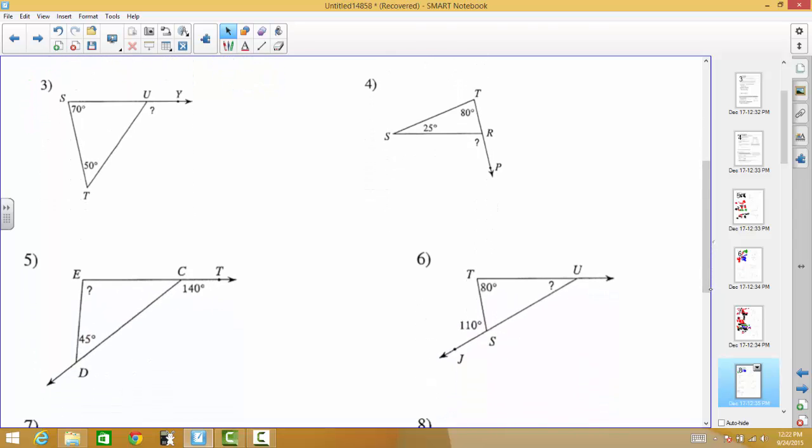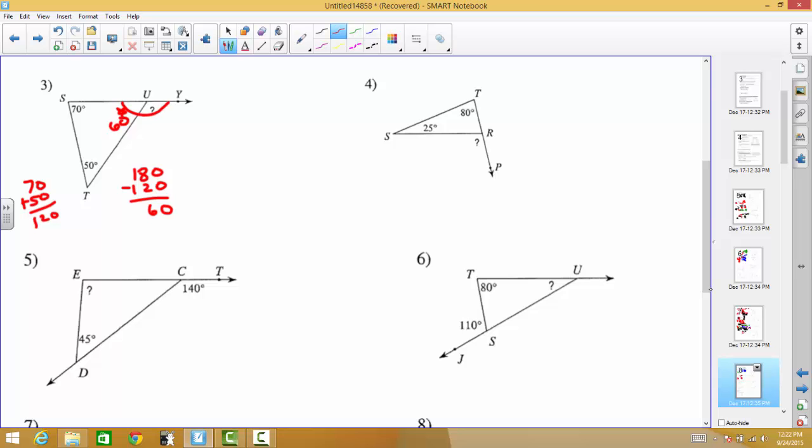Looking at 3, we're going to find this one first. 70 and 50 is 120. So 180 minus 120 is 60. So if this is 60, this whole thing is 180. Well, we already know that it's 120 because 120 plus 60 is 180. So the question mark answer is 120.